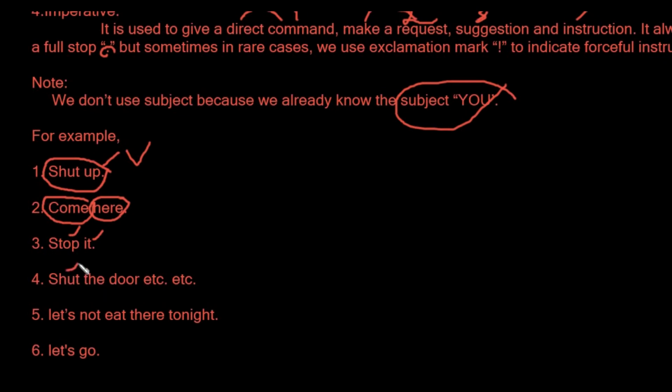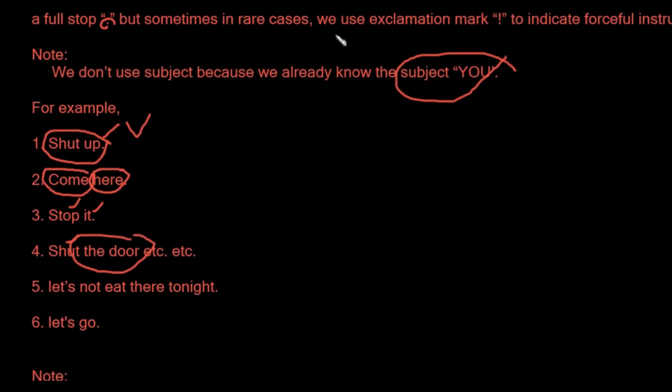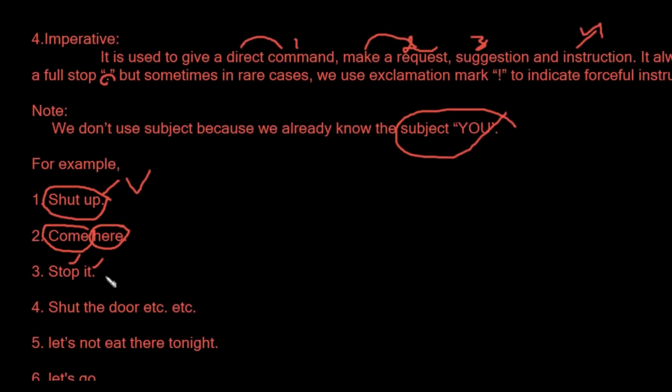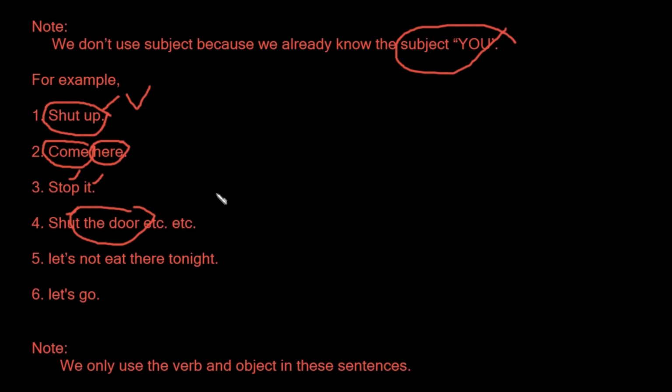The fourth one, we have shut the door. Shut is a verb, and door is an object. So shut the door is an imperative sentence, and maybe you are requesting someone to shut the door, or maybe you are commanding someone to shut the door. Like I said before, it depends on the situation.